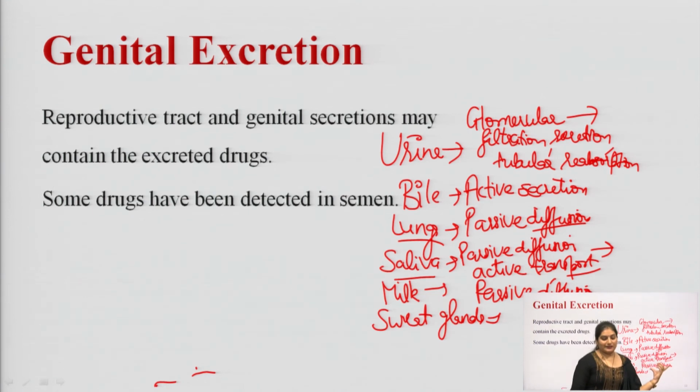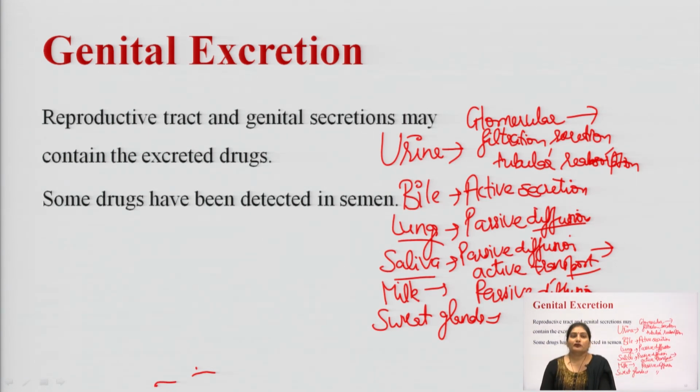In both the processes. Okay. In the milk as well as in the sweat glands, the free drug or unionized drug and the lipophilic drug can get excreted out into the milk as well as in the sweat glands. Okay. So, these are the different types of excretion routes and their transport mechanisms that are involved in the non-renal route of excretion.